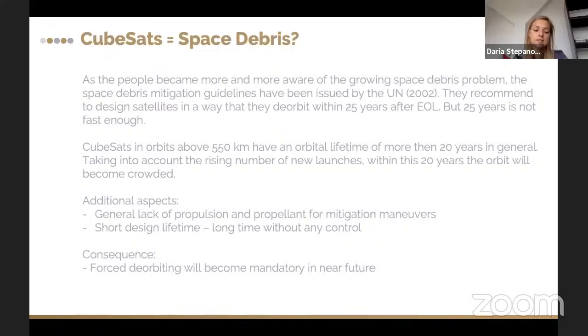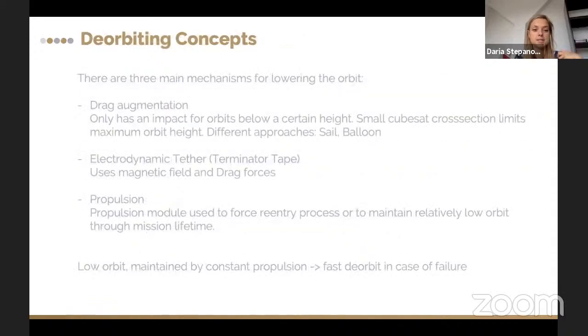As a consequence, which might come in the near future, of course, deorbiting might become mandatory. But a lot of experts are showing their skepticism, because it's really hard to prove whether you're going to deorbit or not, even if you have the deorbiting mechanisms on board. There are several main deorbiting concepts available today. First is using the drag.